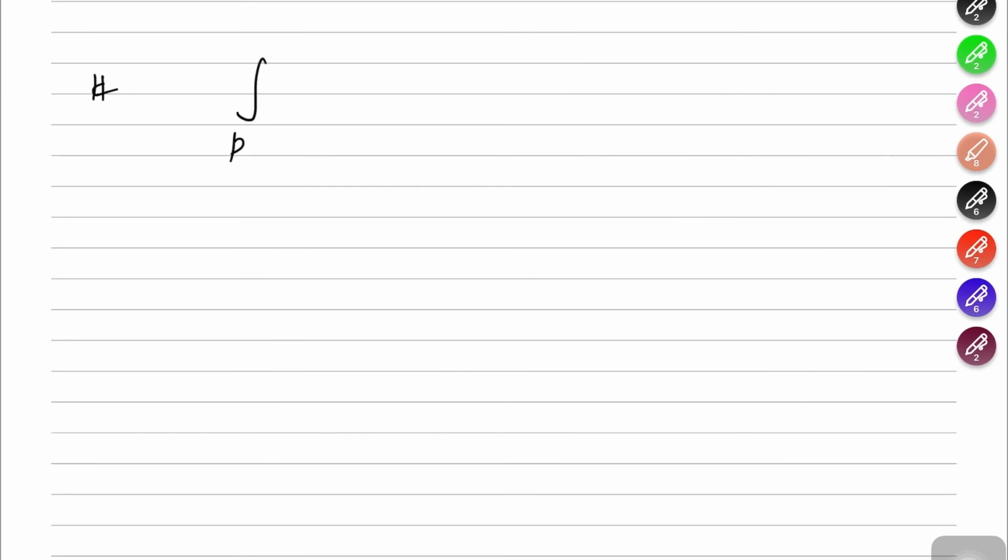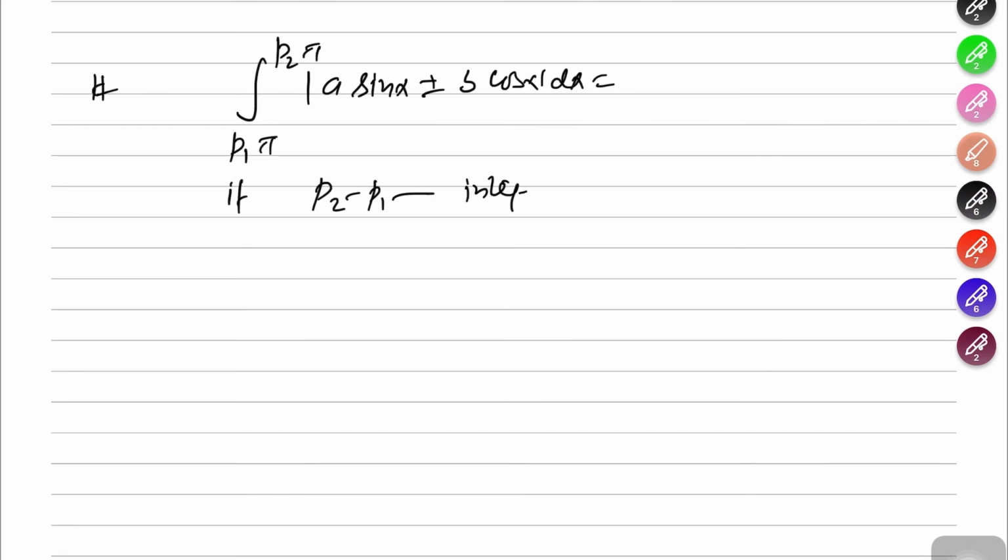But we can solve the problem. Let's say the integral from p1 pi to p2 pi, general case, of |a sin x ± b cos x| dx. If p2 minus p1 is an integer, then we can write the answer as root of a square plus b square times (p2 minus p1) into 2. This is the answer.